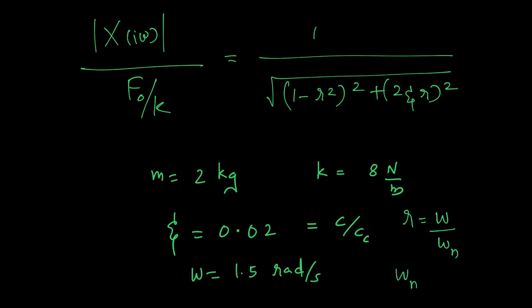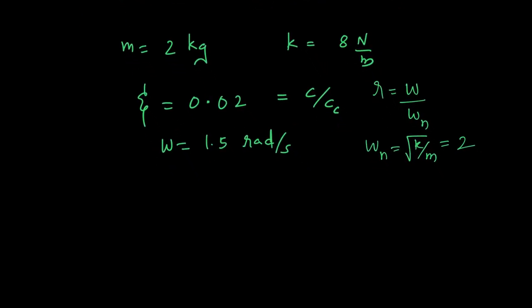Omega n is root k by m, which is root of 8 by 2, which is 2, and my excitation frequency is 1.5 radians per second, that is also given. So r is 1.5 times 2, that is 3 by 4, that is 0.75. Am I right? Yes, I'm right. Yes, that's 0.75.